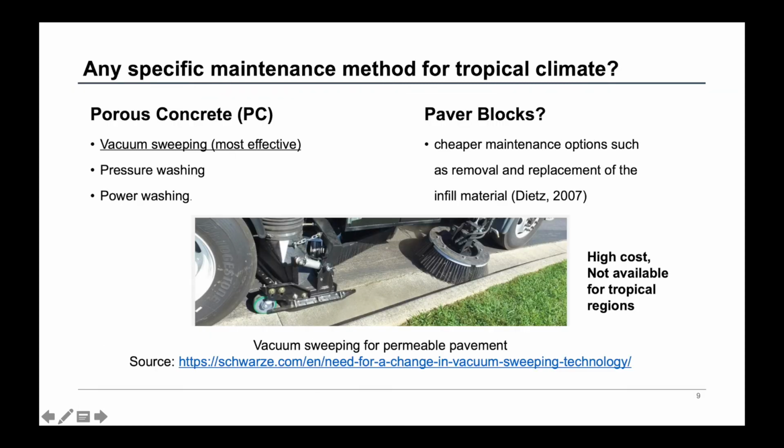Next, let's briefly discuss the suitable maintenance methods in tropical climates. Porous concrete is recommended in tropical regions for its high infiltration rate. Common maintenance methods for PC are vacuum sweeping, pressure washing, and power washing. Among them, vacuum sweeping is the preferred option with high recovery efficiency. However, since most tropical regions are small island developing states or underdeveloped states, the expensive vacuum sweeping trucks may not be readily available in these regions, and PC is thus not recommended for application.